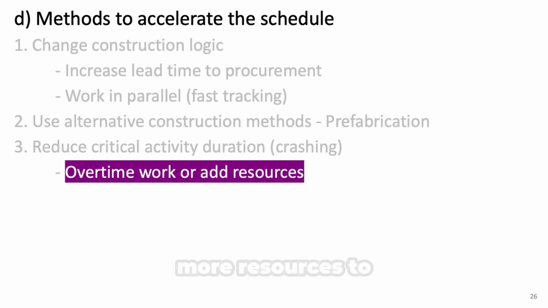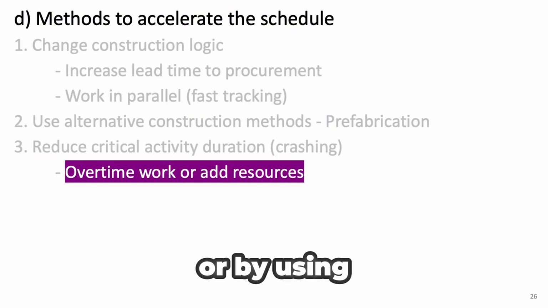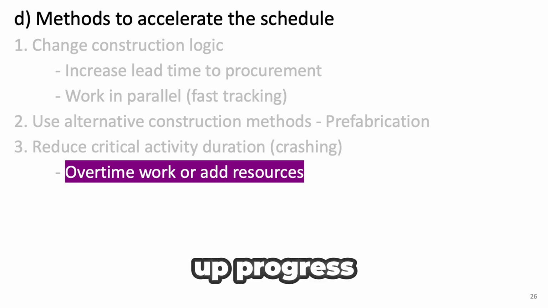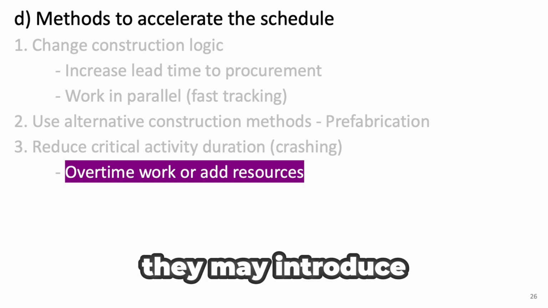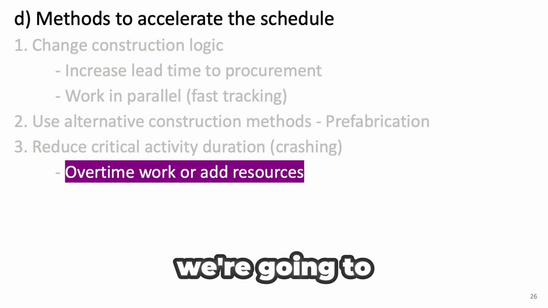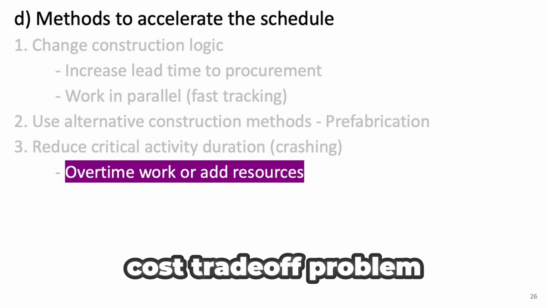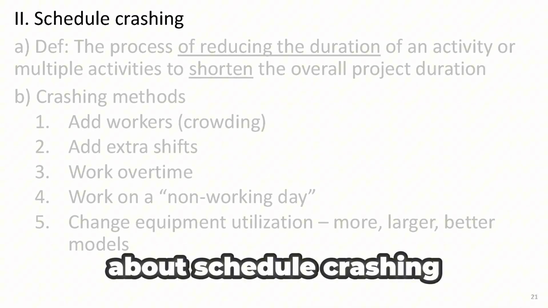This can be done by assigning more resources to key tasks or by using overtime to get the work done faster. While these methods can help speed up progress, it's important to weigh the potential benefits against the added costs and risks they may introduce. In this lesson, we're going to focus specifically on the schedule crashing method as a way to solve the time-cost trade-off problem.